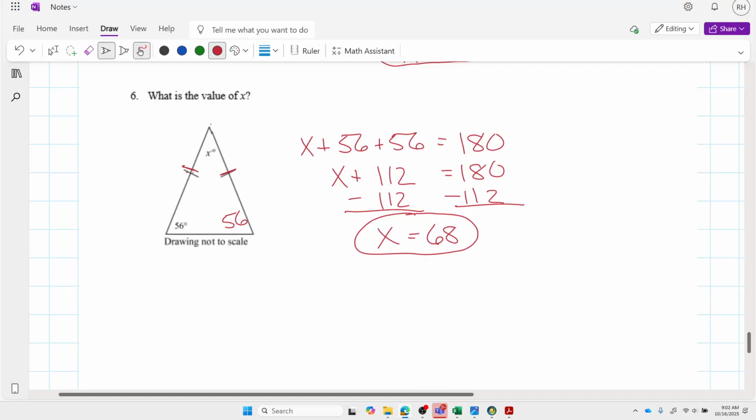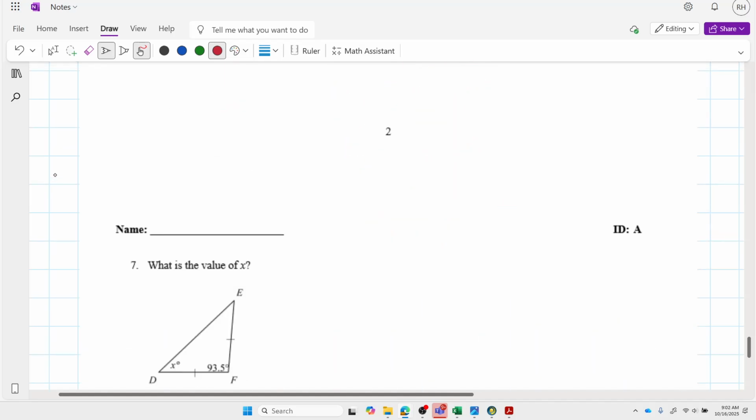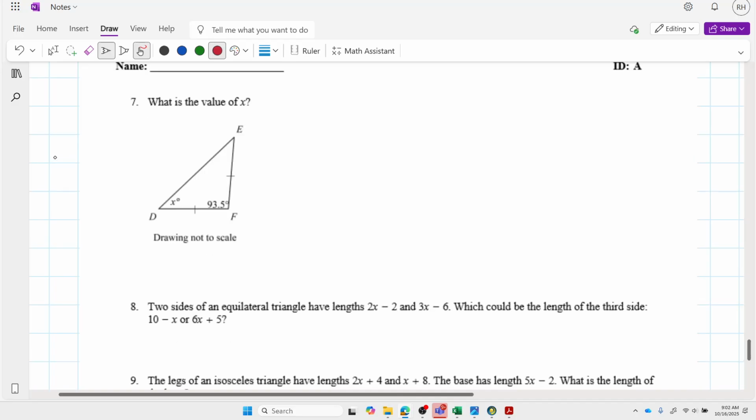Good? Problem number 7. All right, side DF has a tick mark on it. Side FE has a tick mark on it. If angle D is x degrees, what is angle E? X degrees. It's an isosceles triangle. So if the sides are the same, then the angles opposite those sides are the same.